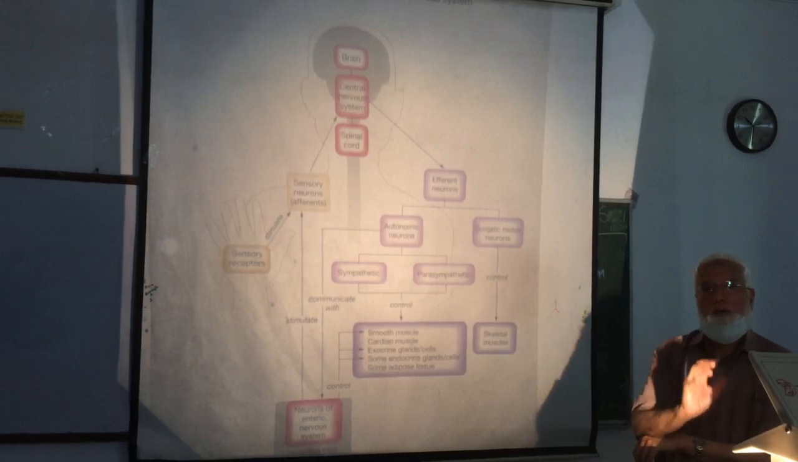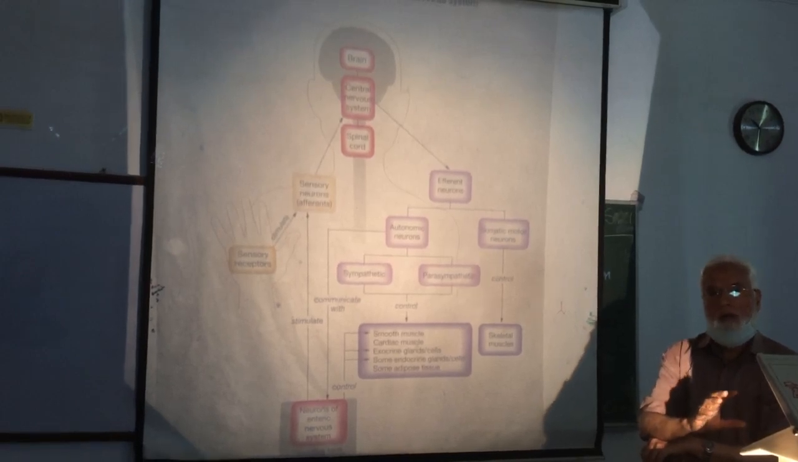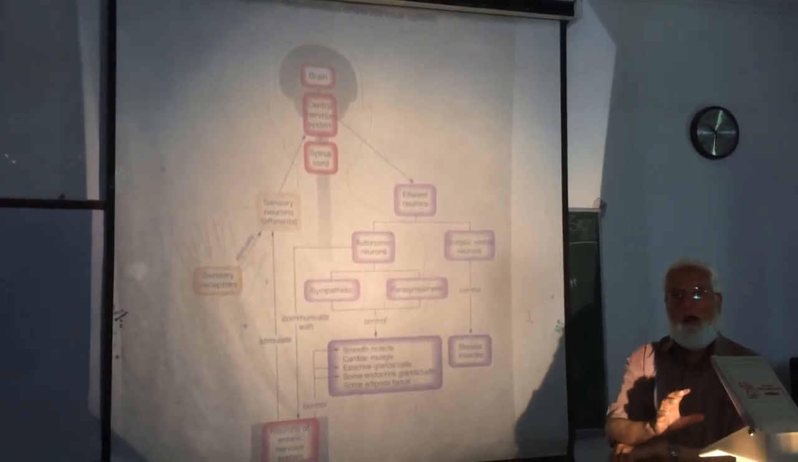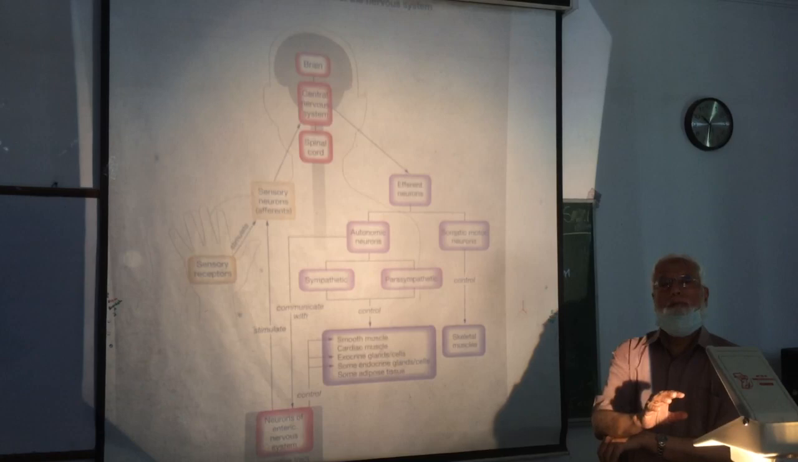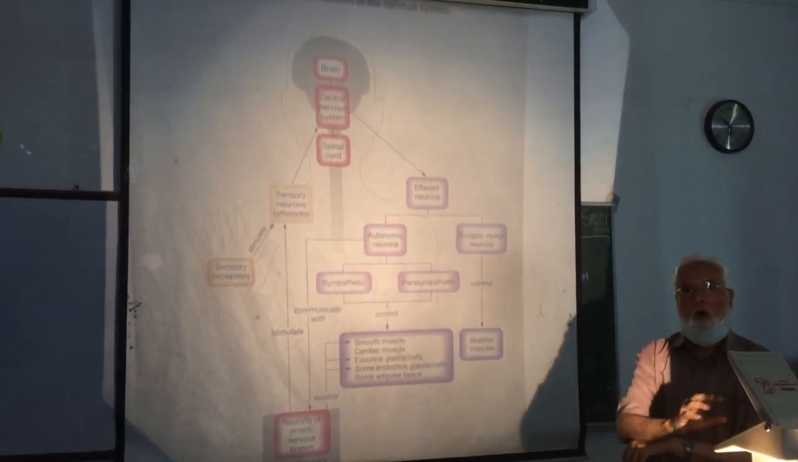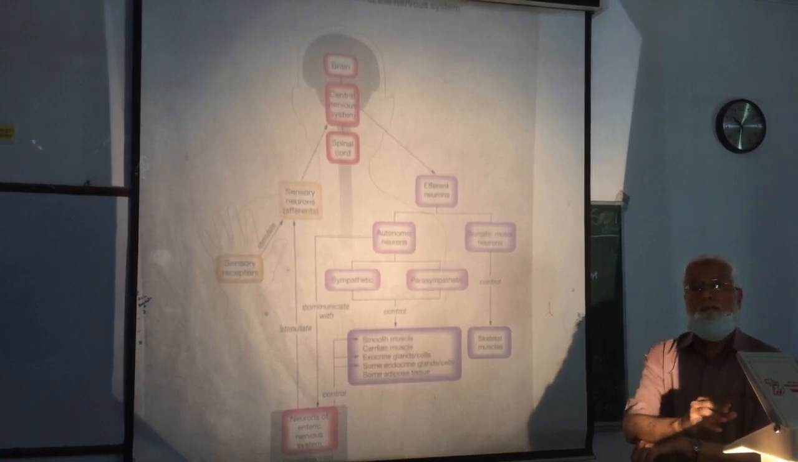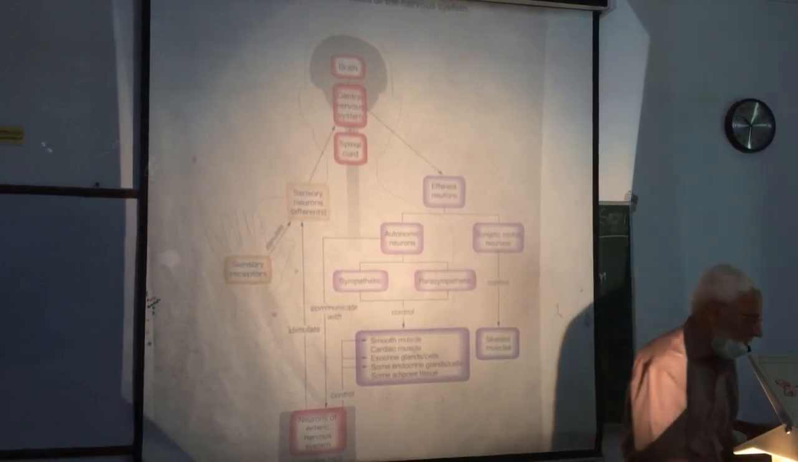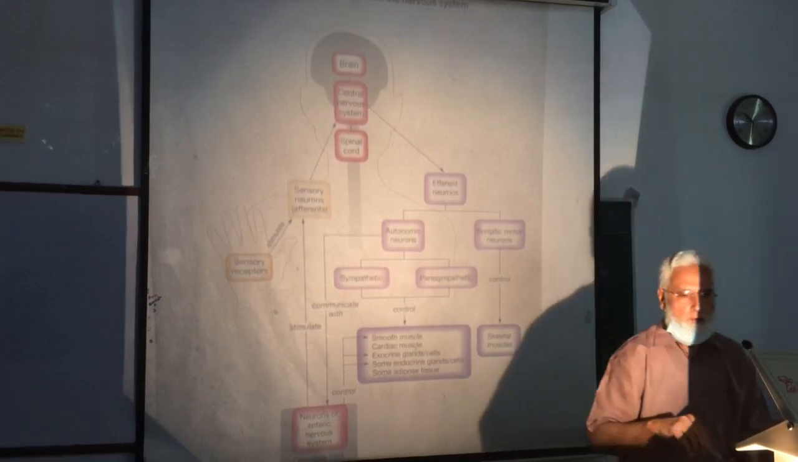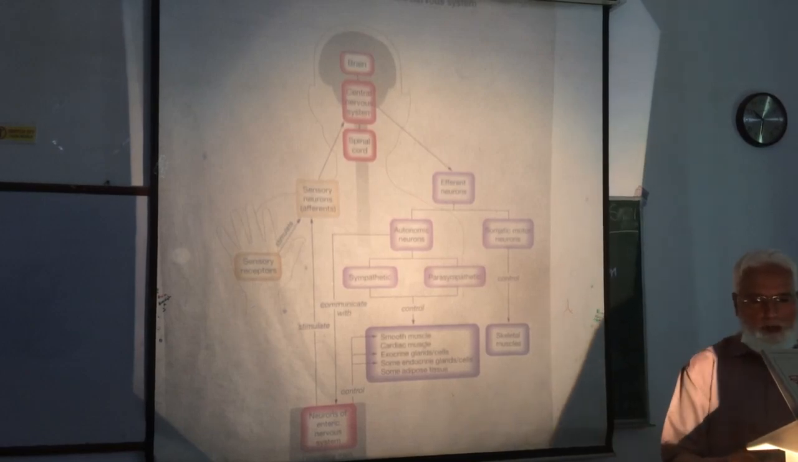Conventionally, we divide brain into three parts: hindbrain or rhombencephalon, midbrain or mesencephalon, and forebrain or prosencephalon, P-R-O-S-E-N. So these are the conventional parts of the brain.